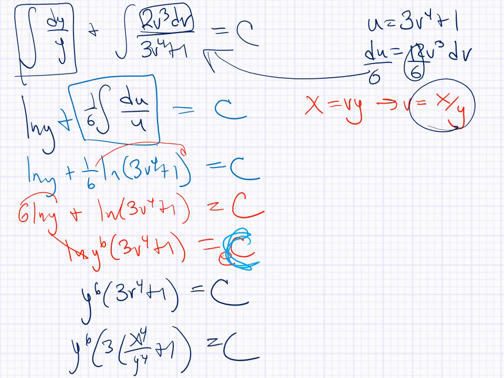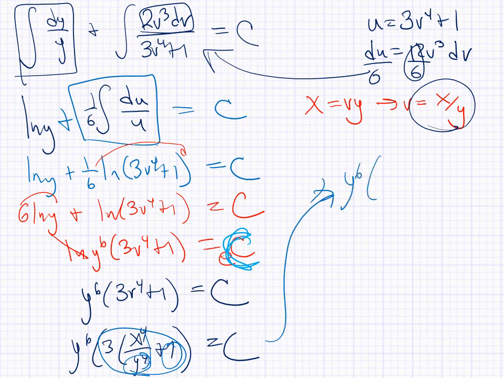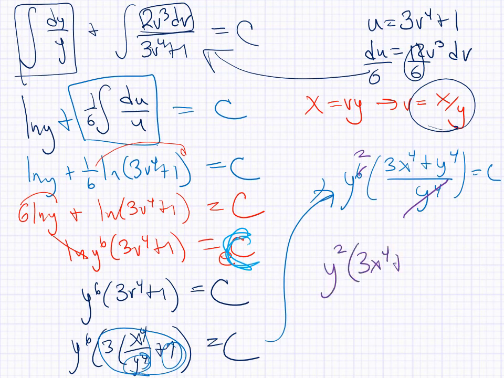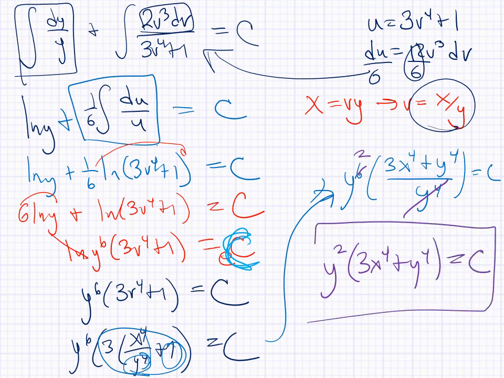We could stop there. I think we're going to go one step further, and that's going to be make a common denominator of y to the fourth here. So this will have a y to the fourth. So I end up with y to the 6th times 3x to the fourth plus y to the fourth all over y to the fourth equals c. The reason I did this is now I can cancel this, and I'm left with the y squared. So finally, y squared times 3x to the fourth plus y to the fourth equals c. To me, that's probably the best answer we could give.